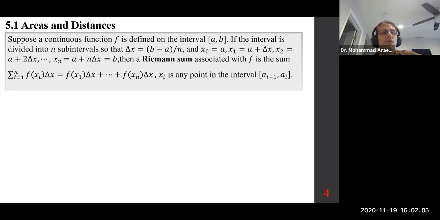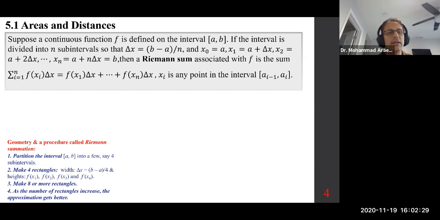The summation of i equals 1 to n of f of x sub i delta x, which is f of x sub 1 times delta x all the way to f of x sub n times delta x. X sub i is any point in the interval. This is the synopsis of what we cover. So by the time we finish the section, everything becomes clear.